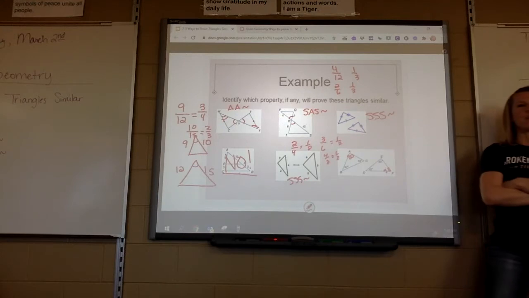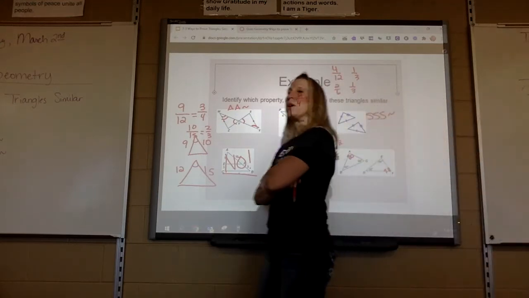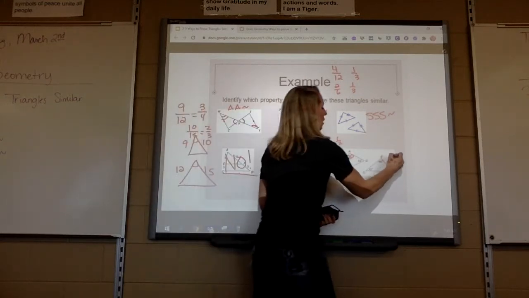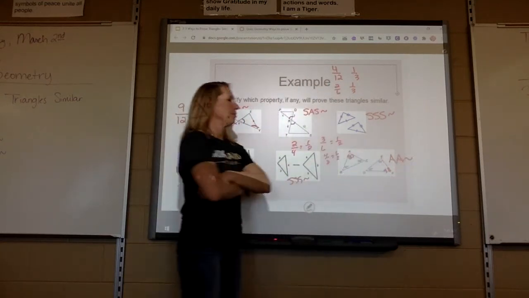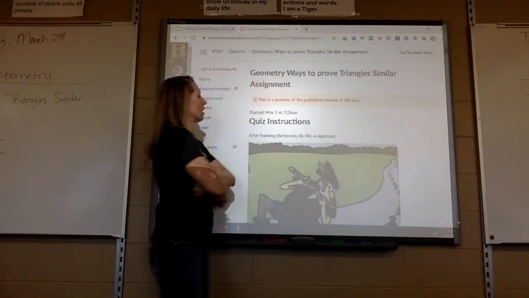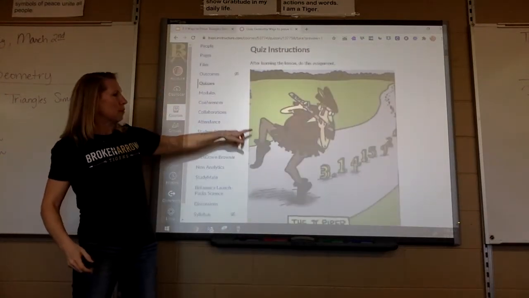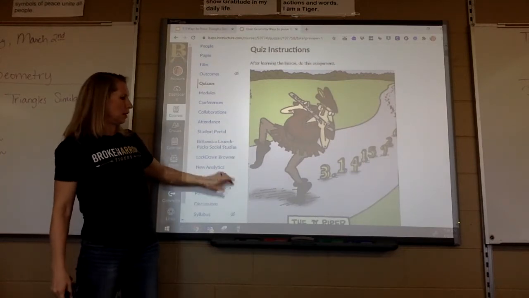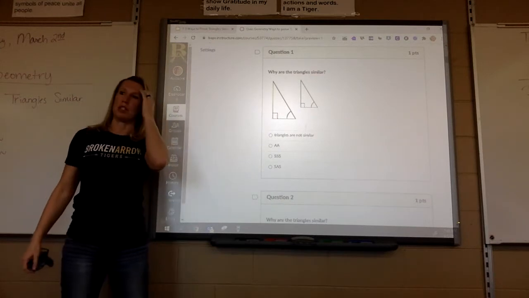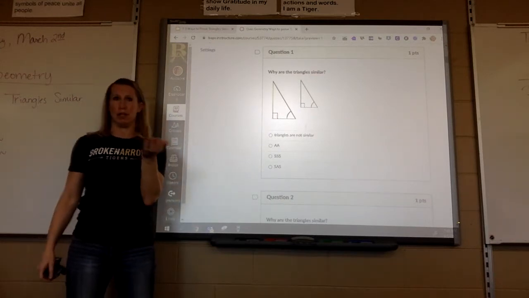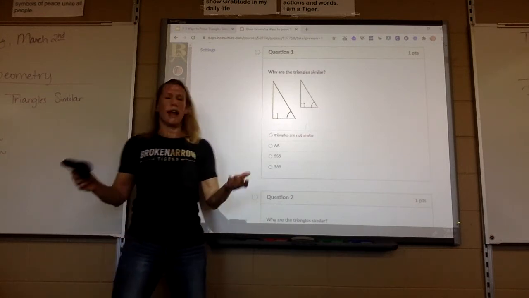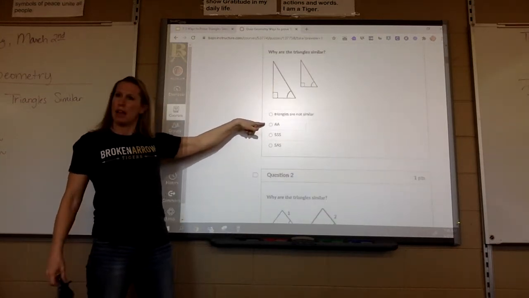Since all 3 angles are equal, we don't say AAA similarity. What do we say? Just AA similarity. So the first few problems, you're just going to say why the triangles are similar. On this one, do you see how 2 angles are marked? Angle angle similarity, just AA.